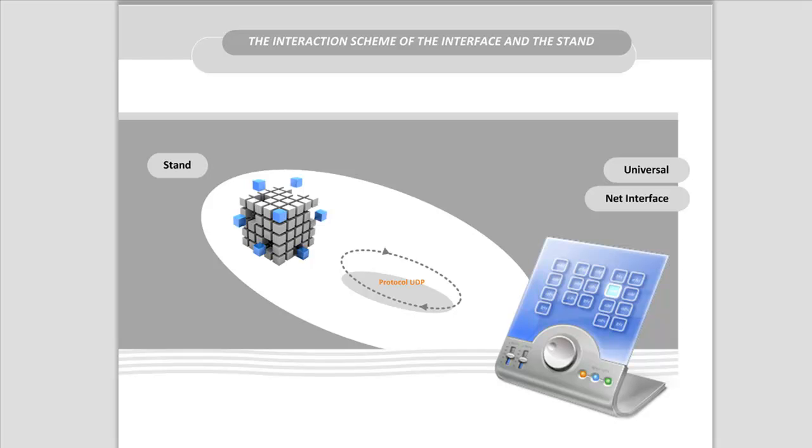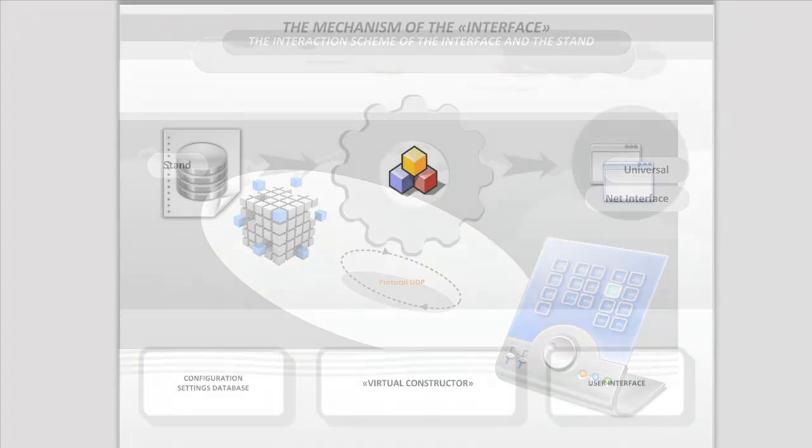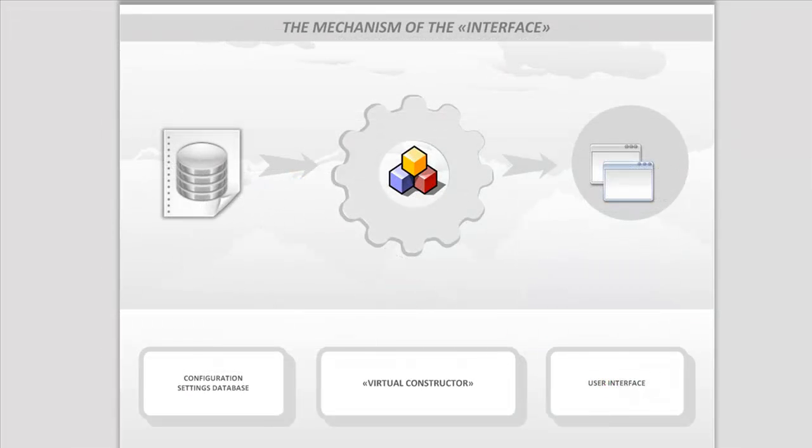The interface is a network application. It communicates with other components of the stamped simulation by data packets of the UDP protocol. In addition, it is universal, so it varies depending on the aircraft.